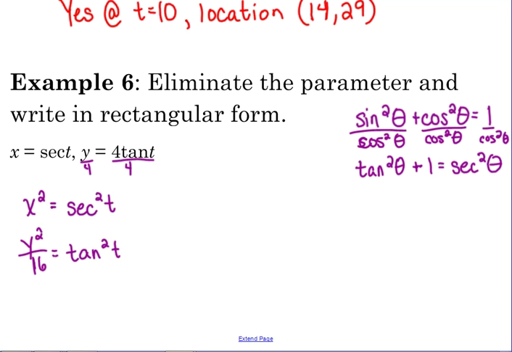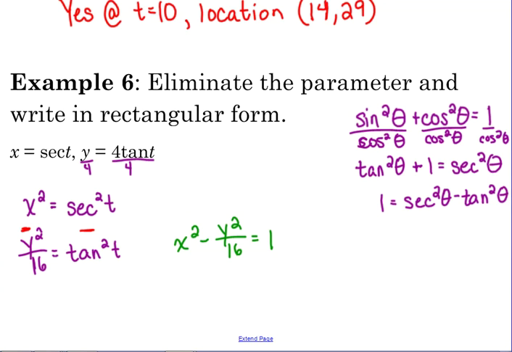I'm wanting to get rid of the variable, so I need everything on one side. So that's what? Secant squared minus tangent squared. So I need to subtract these two equations. So we get x squared minus y squared over 16 is equal to secant squared minus tangent squared, which is 1.